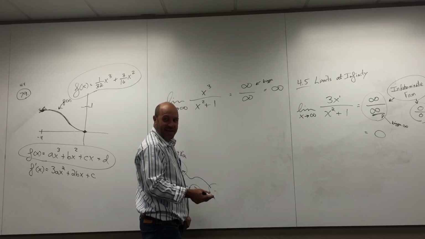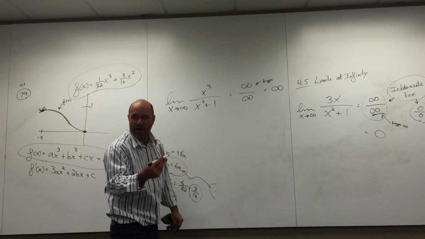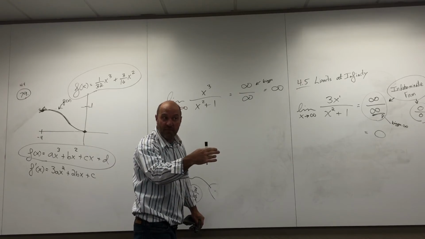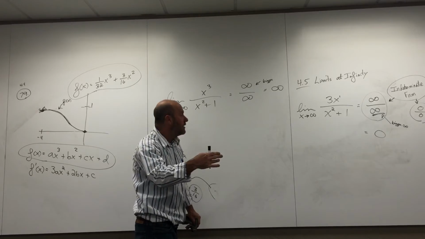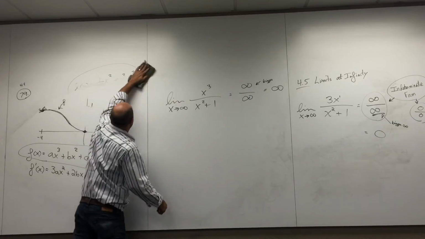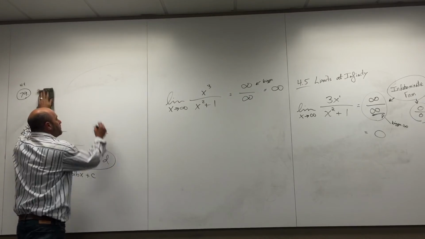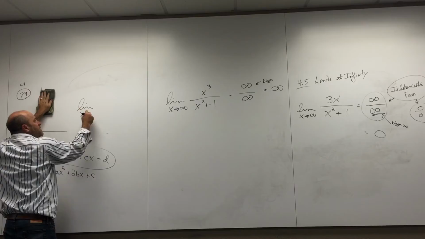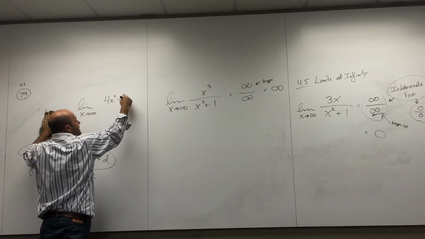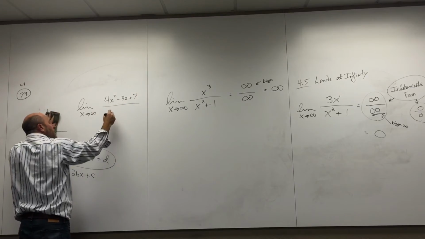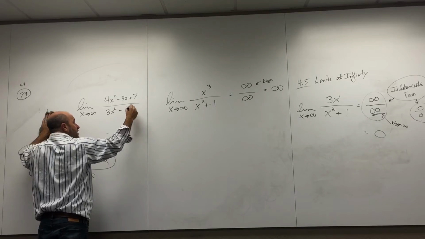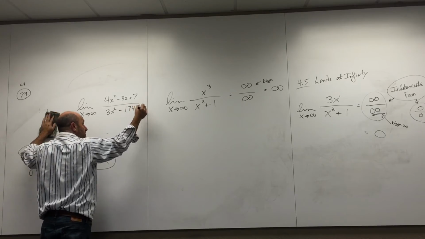It's comparing the sizes of these infinities, or who's going to infinity quicker. Maybe it's not the size of the infinity, but the rate at which it goes to infinity. That'd be an appropriate way to talk. What about this? The limit as x goes to infinity of this guy: 4x squared minus 3x plus 7 over 3x squared minus 41.